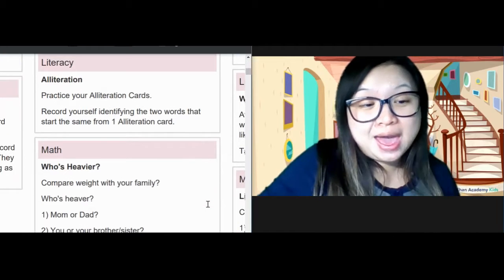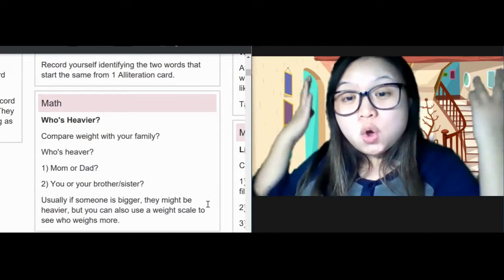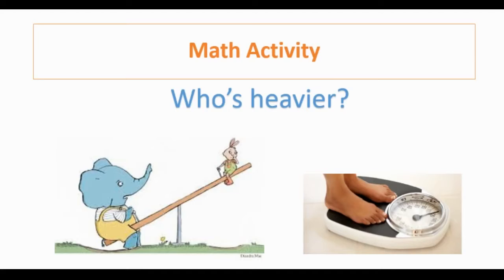So I want you to listen for the beginning sounds and point to the picture that starts the same. Okay, and then for math today, you're going to compare people in your family to say who's heavier. So you can tell in this picture the elephant is heavier than the rabbit. That's why the elephant is going down more and the rabbit is staying up, because the elephant weighs more and the rabbit weighs less. And so in your family, if you have a weight scale, you can step on it to see who weighs more. The more someone weighs, the higher the number goes up.